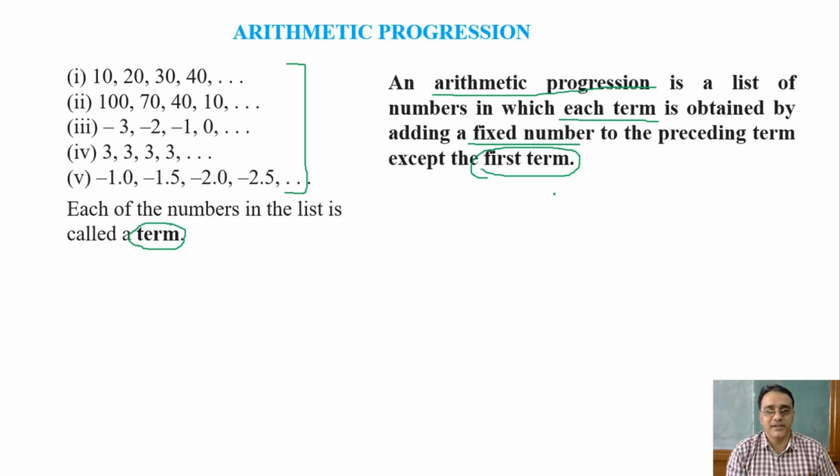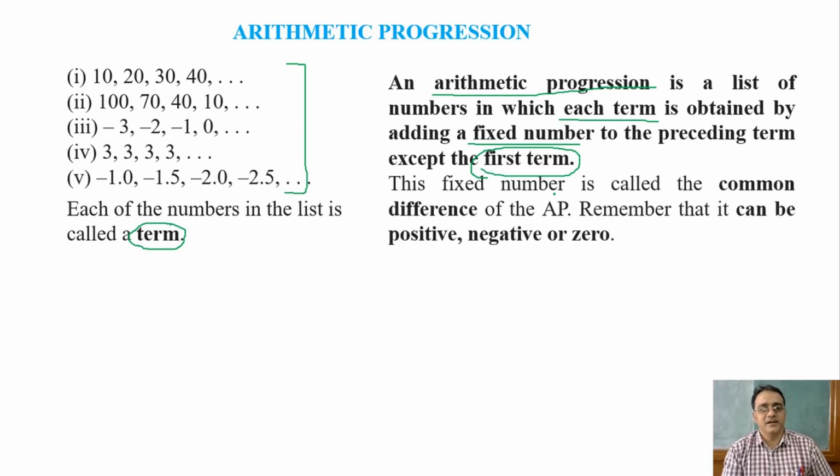Okay, and this fixed number is known as the common difference, denoted by small d, and the first term we will denote by small a. And this common difference can be 0, positive, or negative. So here यहाँ पे positive है क्योंकि increasing order में देखो, and here the common difference is negative. Why? Because this is decreasing order. And here all the numbers are the same, that means the common difference is 0. Any doubt here? No, sir.